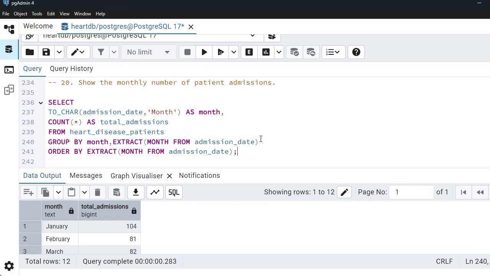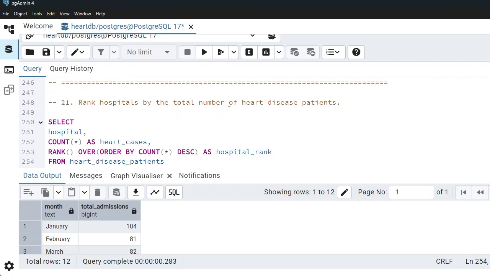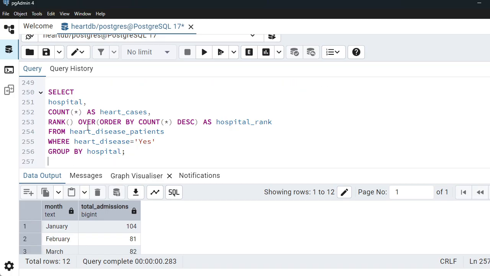So now I want to look at the advanced level of the questions. So rank hospitals by the total number of heart disease patients. That's the first question on the advanced. So for you to get this, you have to know ranking, right? And here's also CTE functions in SQL. So select the hospital, count as what?